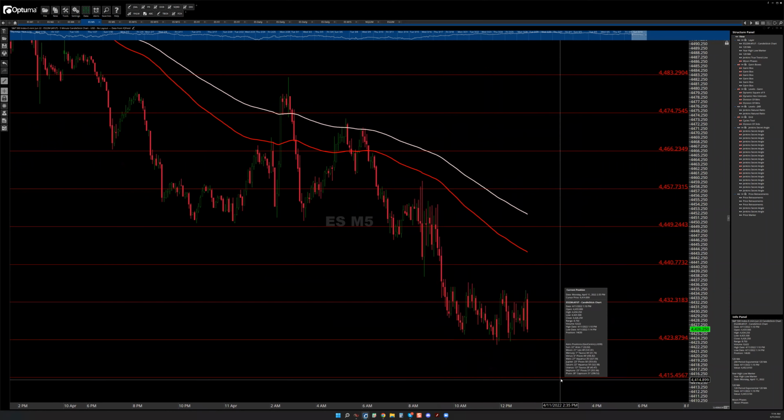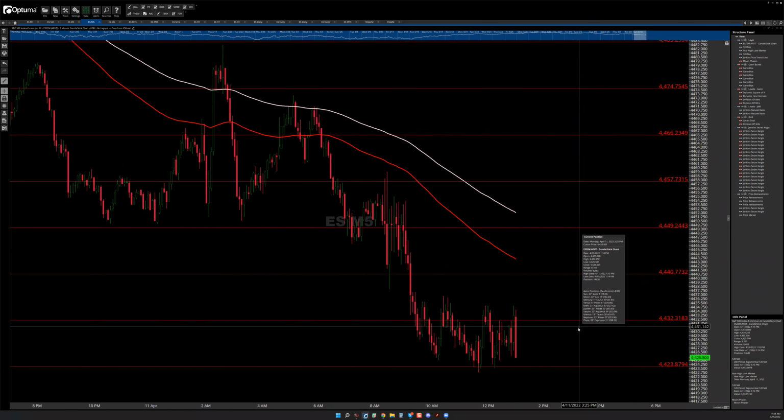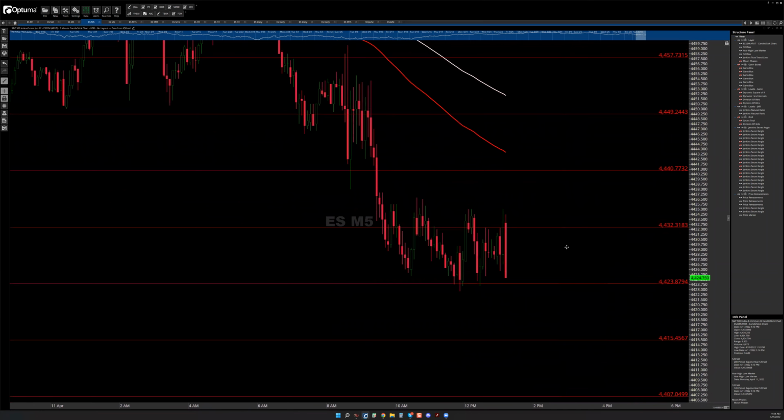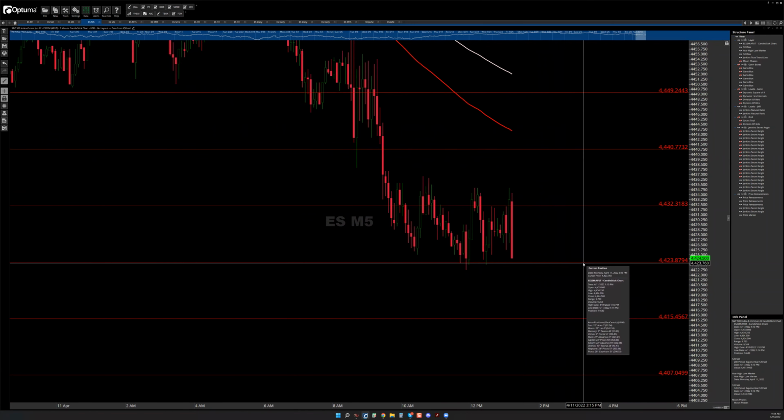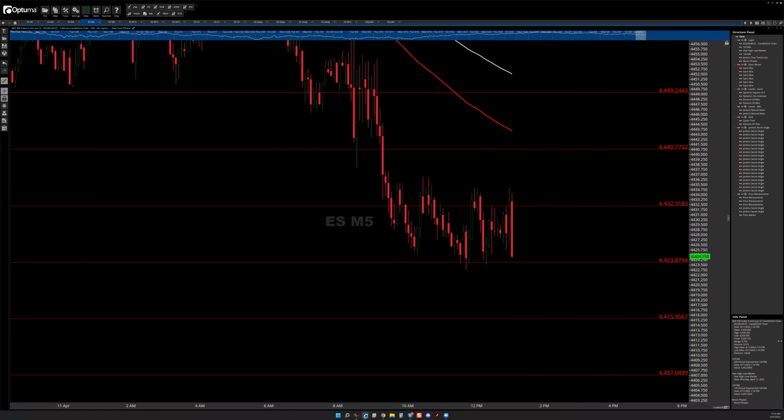Notice this little sideways action. This is the 5-minute here. And so, depending on where, right now I could totally catch that little spring. Should I do it? Should I do it? Should I do it?